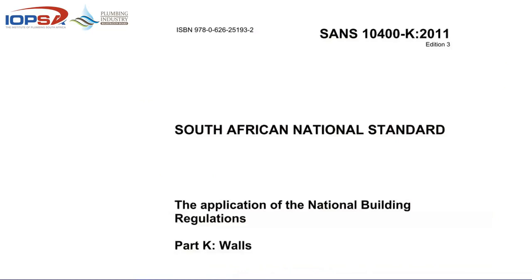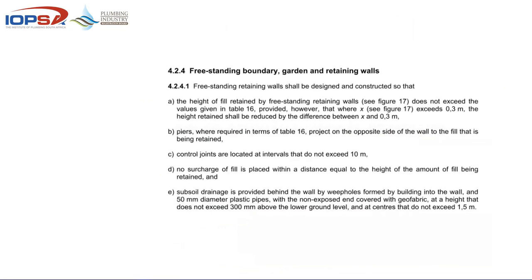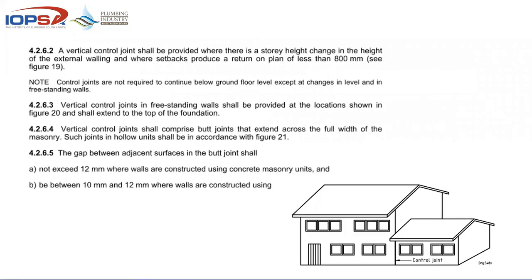We get to part K. Part K deals with walls, everything to do with walls. As you'll see, it's got structural elements. I'm not going to bore you with all of those. Joints, and something that we sometimes get caught up with or get to deal with is that a vertical control joint shall be provided.